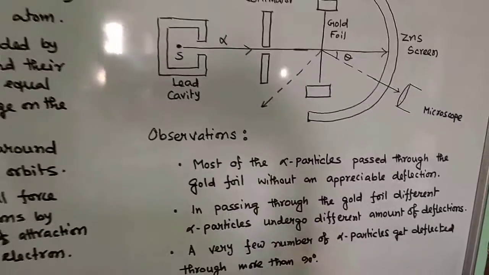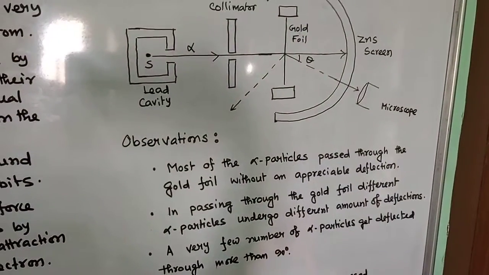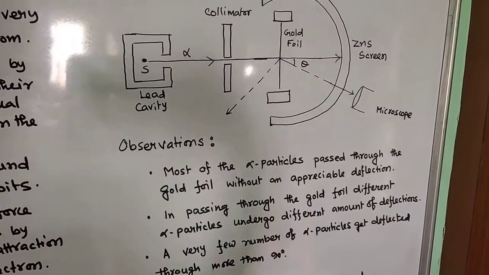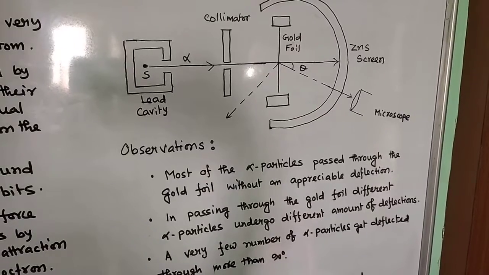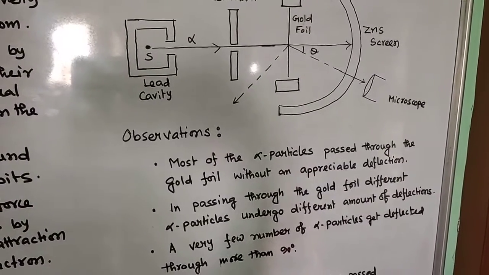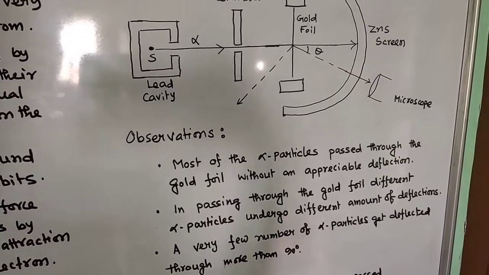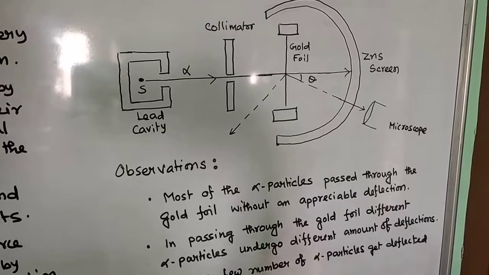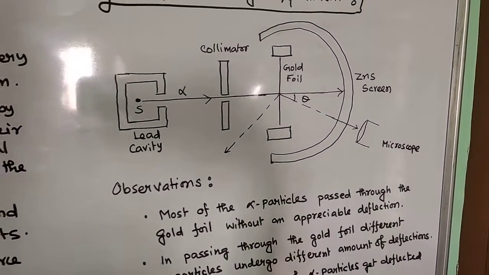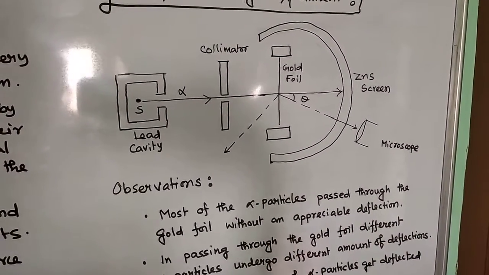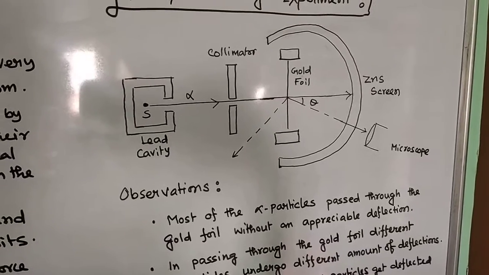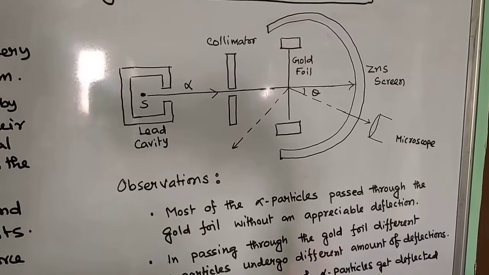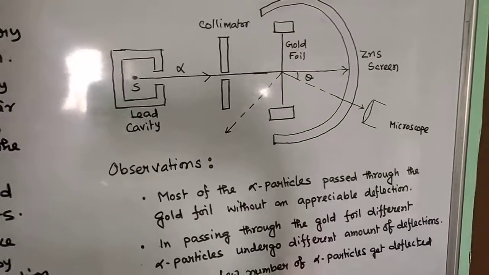So in the observation part, what we have written: most of the alpha particles pass through the gold foil without appreciable deflection. If there is no obstacle, then definitely they go straight. In passing through the gold foil, different alpha particles undergo different amounts of deflection. So we have shown here two dotted rays, but practically an innumerable number of rays are there, and also we are filtering some of the rays by using the collimator. In the diagram we are going to show only the single ray so that the diagram becomes simple.